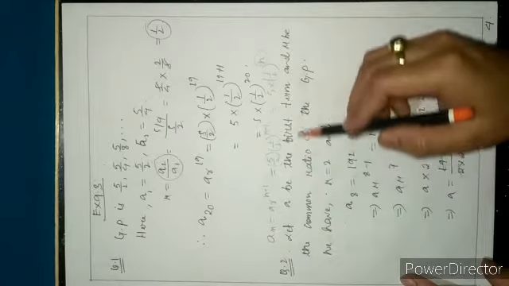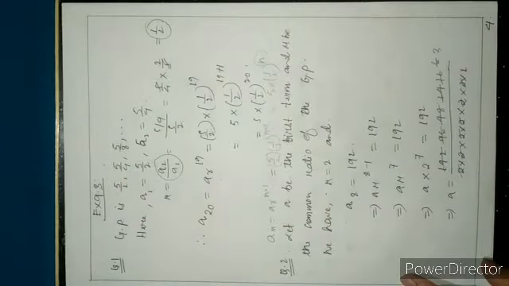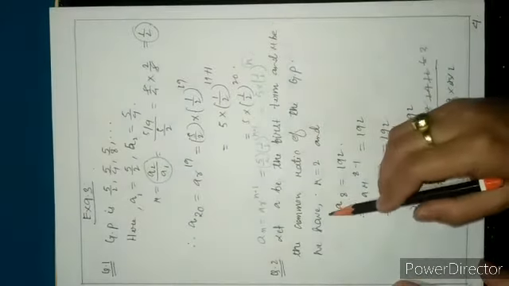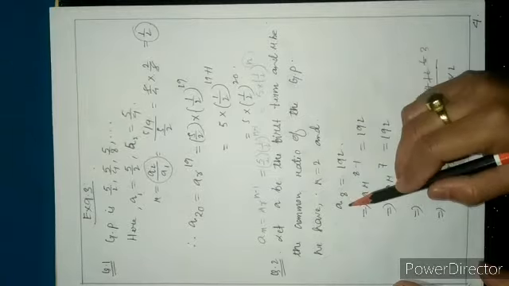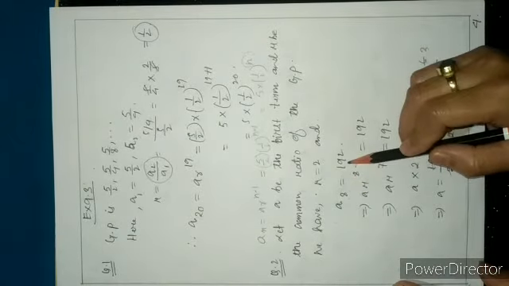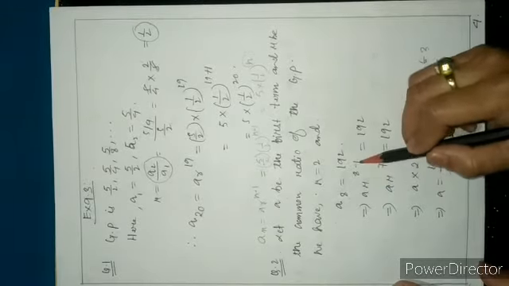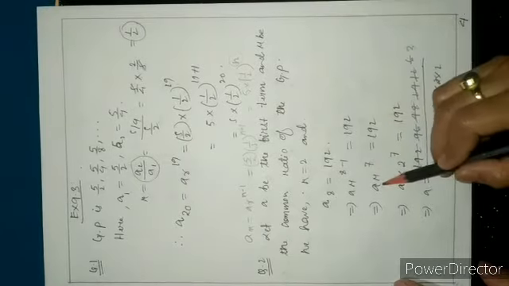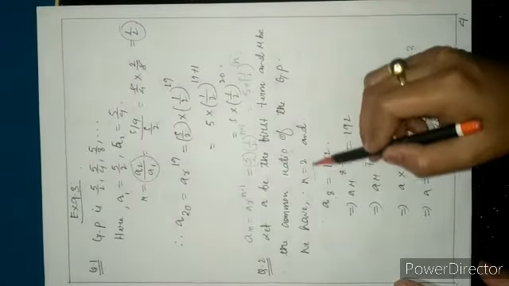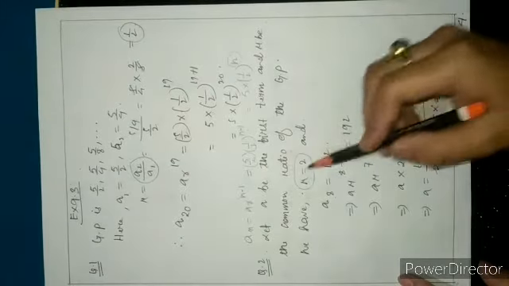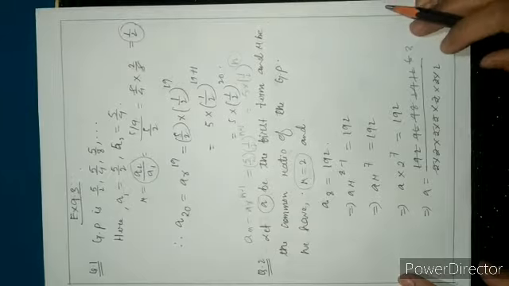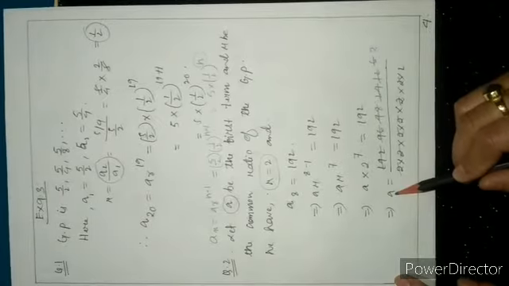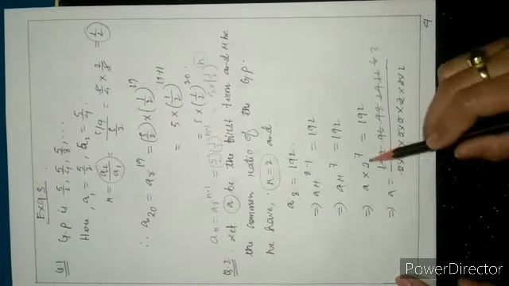Question number 2. Let a be the first term and r be the common ratio of the GP. We have common ratio r is equal to 2 and a8 is 192. a r to the power n minus 1 is equal to 192, so a r to the power 7 is 192. Putting in the common ratio, a into 2 to the power 7 is equal to 192, which implies that a is equal to 192 divided by 2 to the power 7.